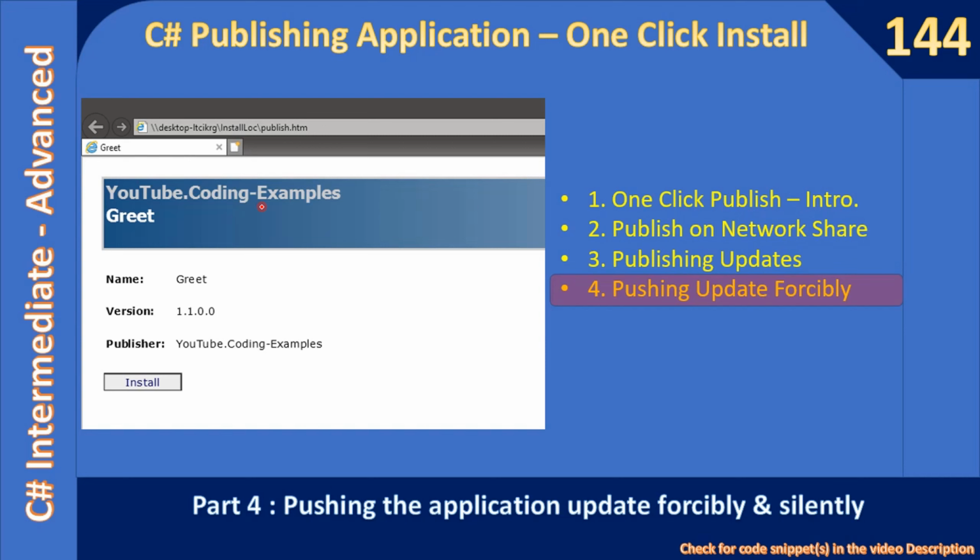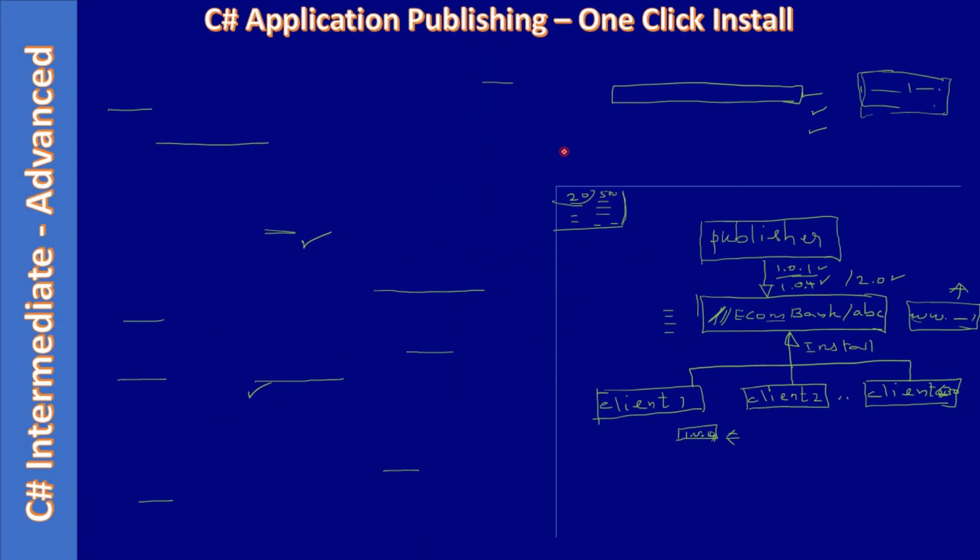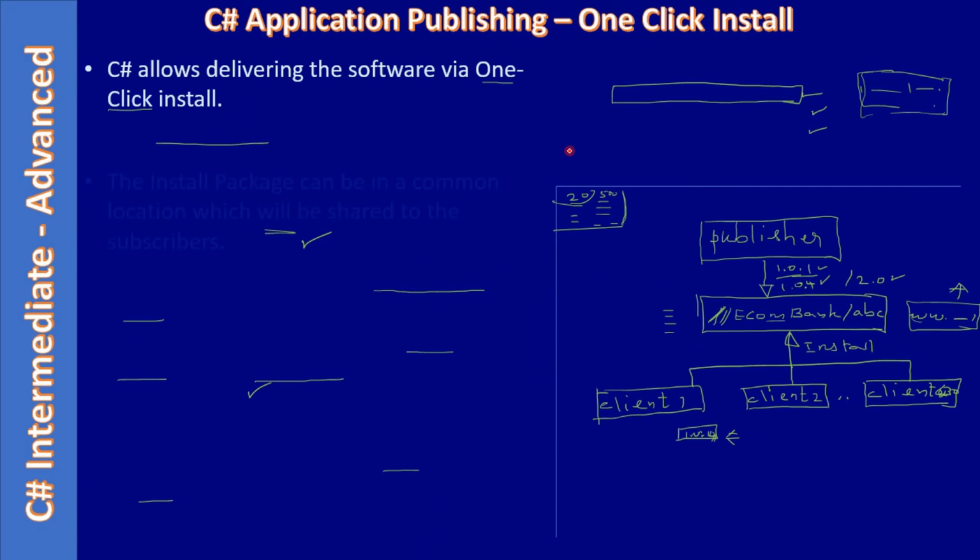Now you are watching the final part of the C# publishing subseries. So publishing is in the build part or build admin's part. One click install is what the client will do. Alright, now we will proceed and quickly review the previous 3 videos.